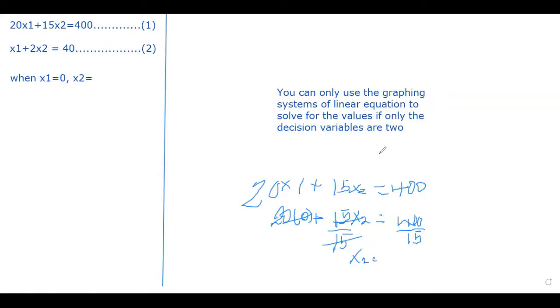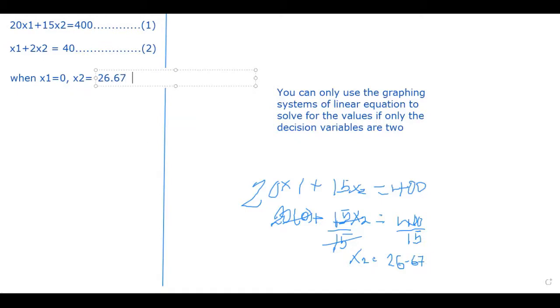Punch it for me, papa. Who is telling me the answer? Please. I'm not having a calculator here. So, okay, 26.67. So we are having 26.67, right? So when x1 is 0, x2 is 26.67.